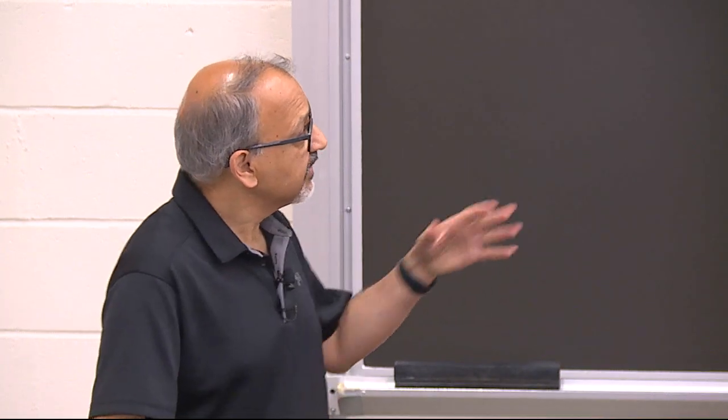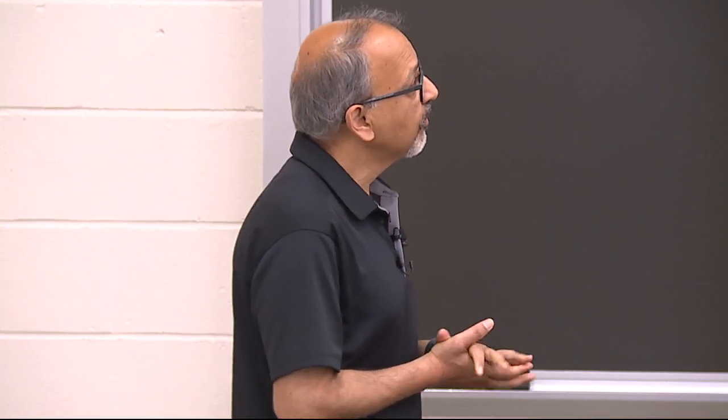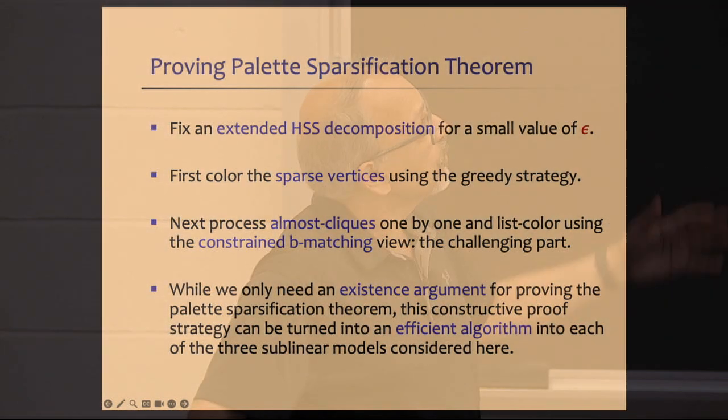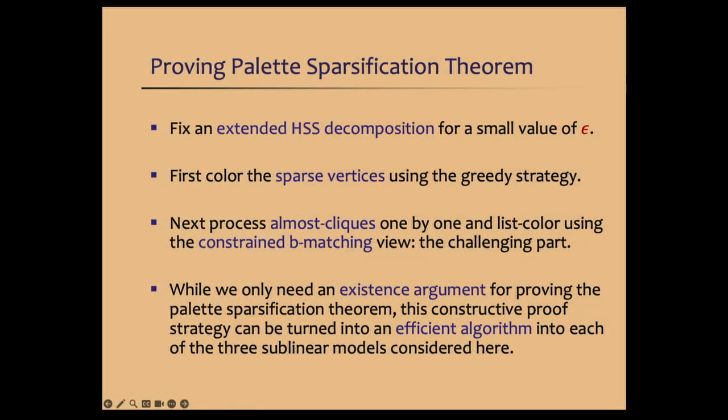Okay? And then there are almost clique-like structures, which have (1 ± ε)Δ vertices, and not too many vertices inside the clique will have too many missing edges, and also they won't have too many edges going out. Okay? But they will have edges going out, and they will have missing edges. That's where the challenge will come. So the plan then is, we find such a decomposition, we color the sparse vertices using the greedy strategy, and then we use this constrained B matching view to handle these almost clique structures.